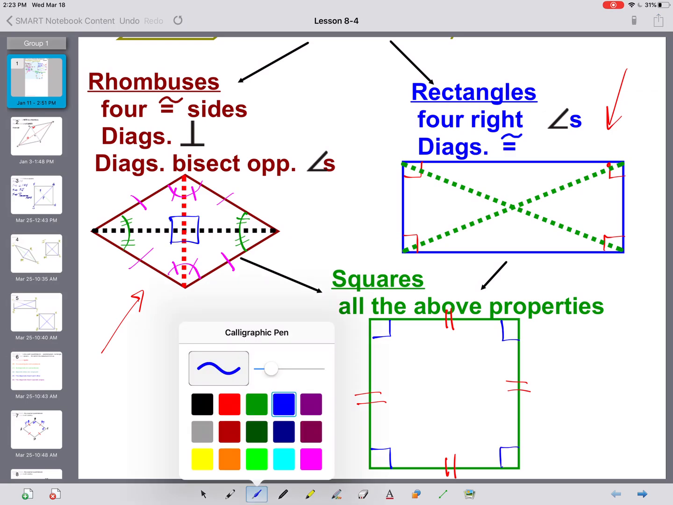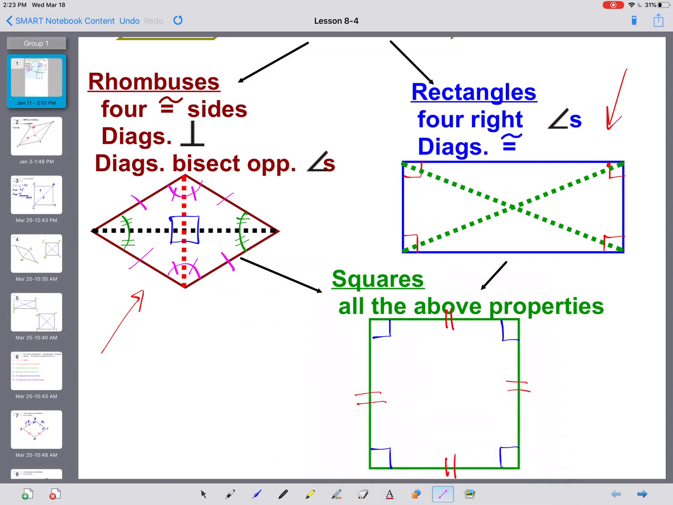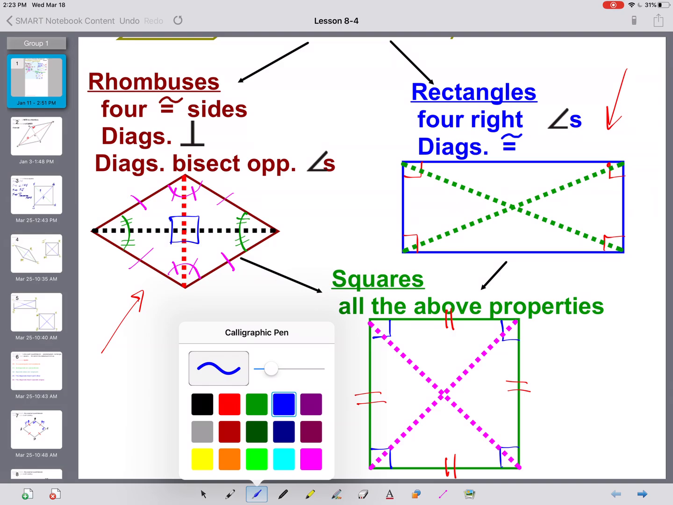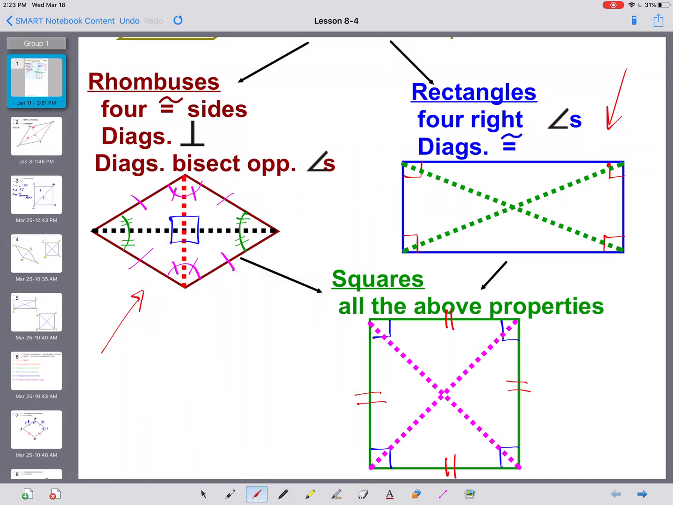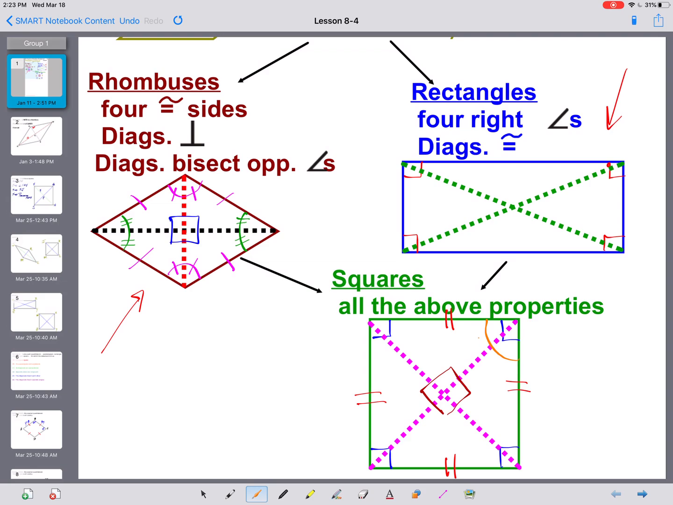Just like a rectangle, the 2 diagonals are the same length. Just like a rhombus, the 2 diagonals are perpendicular. They form right angles. They form right triangles. And also like a rhombus, they bisect the angles in the corner. They cut in half the angles in the corner.